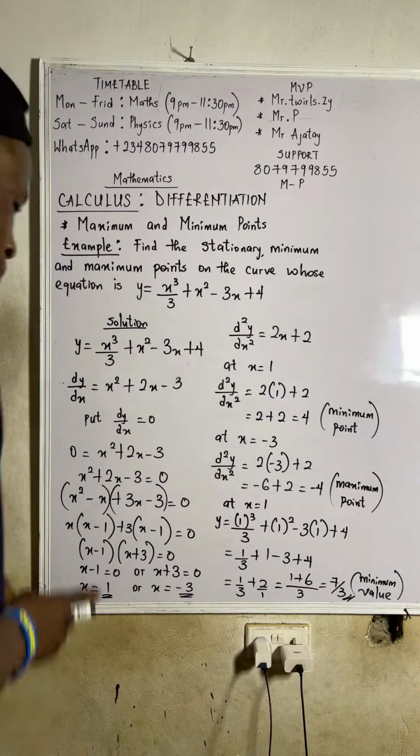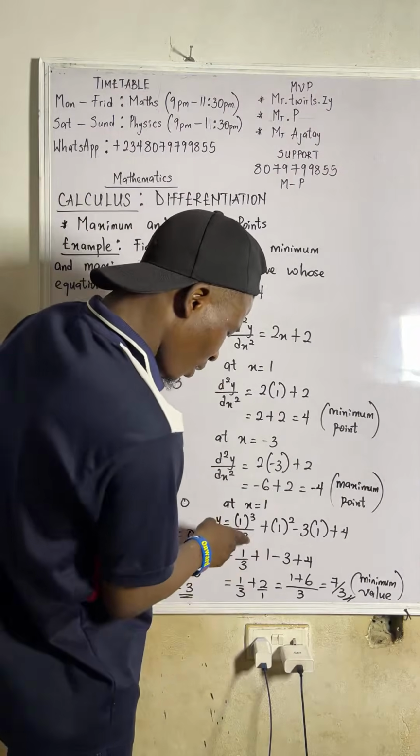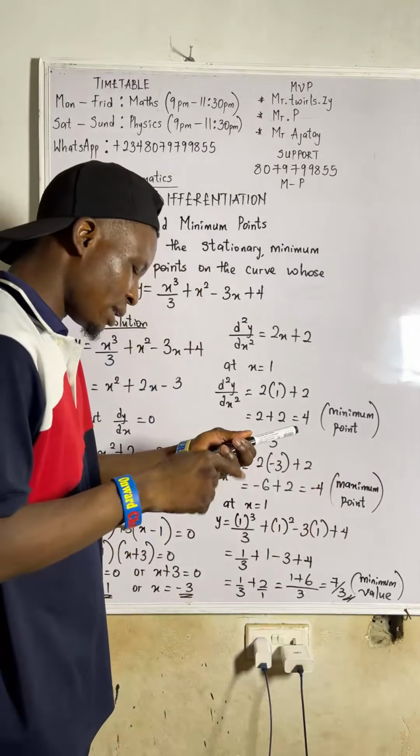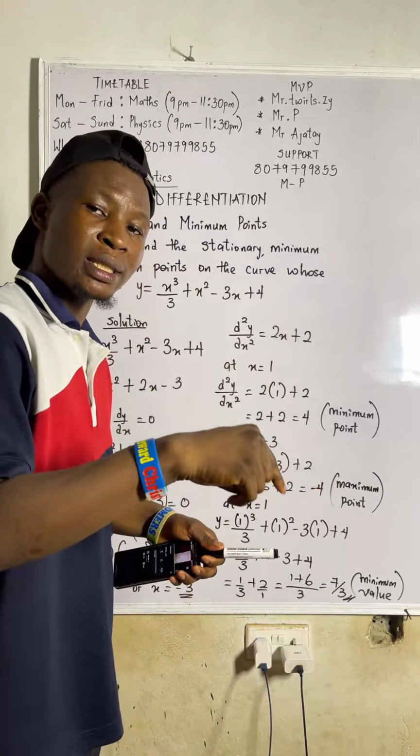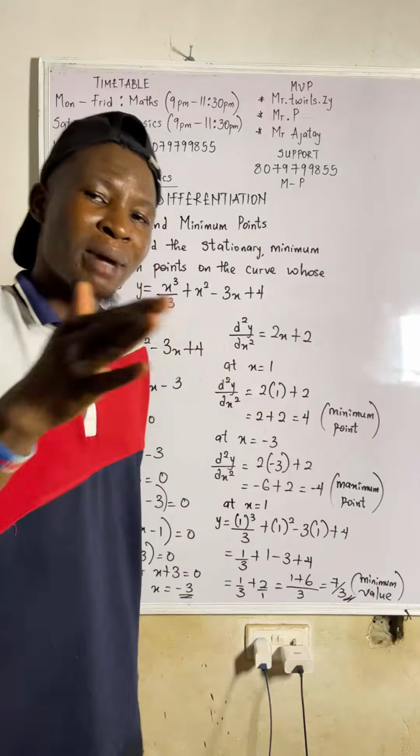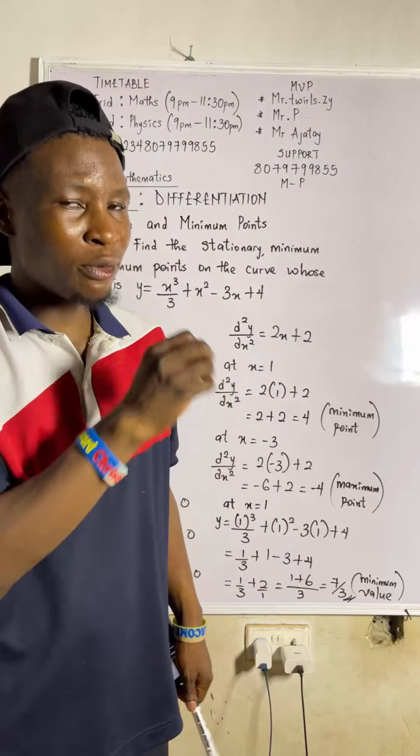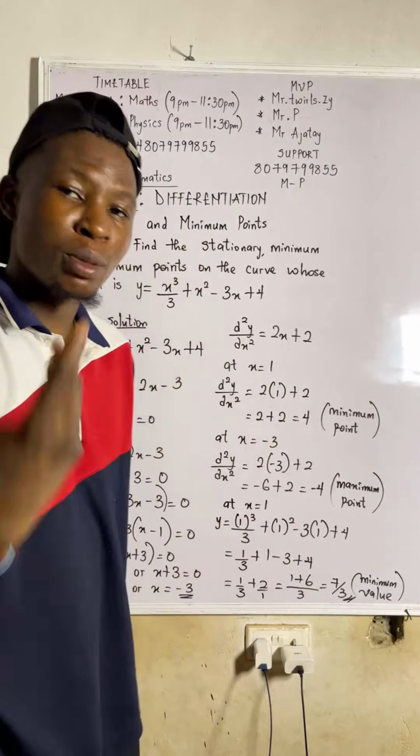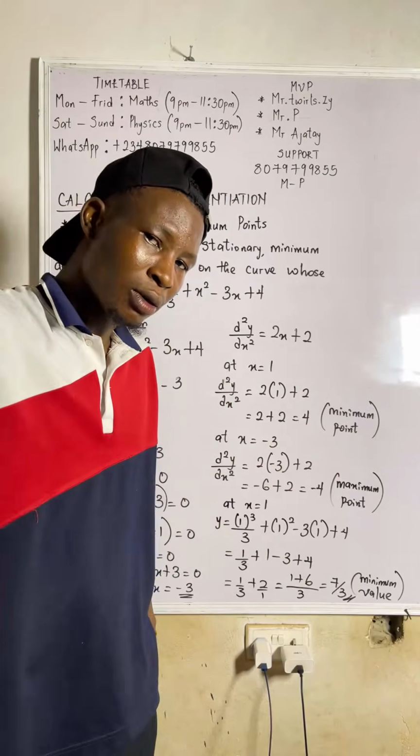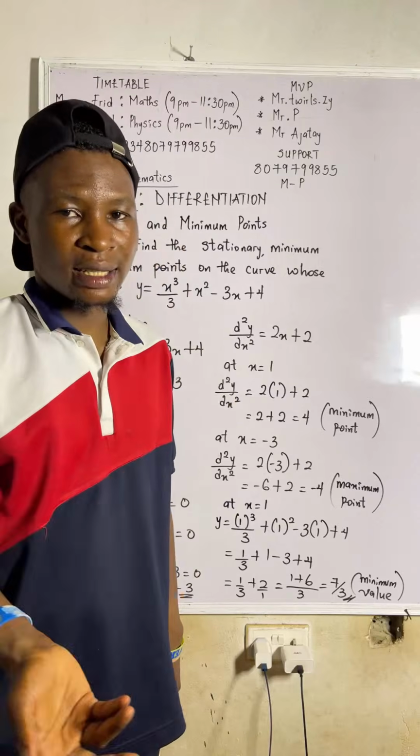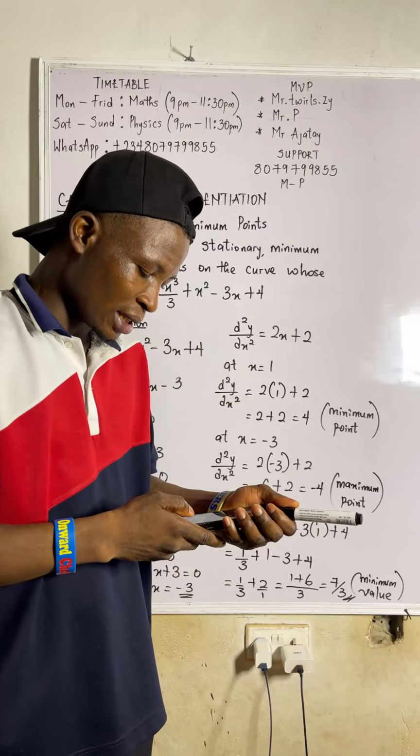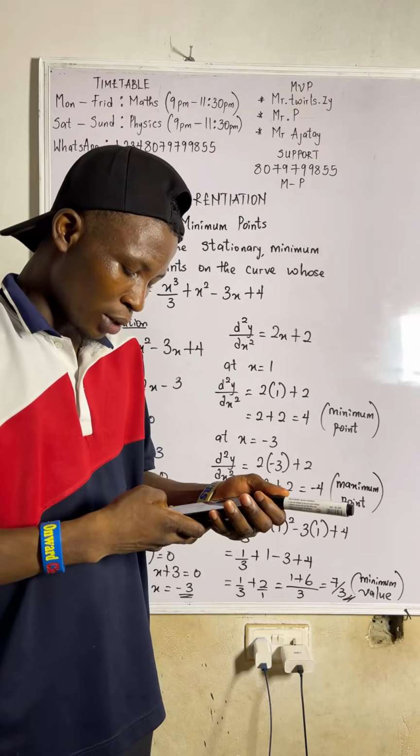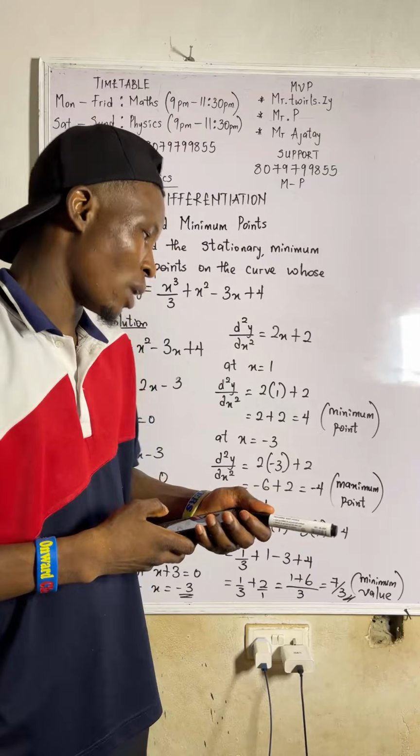Okay, let me come again. There's a difference between maximum and minimum points, and maximum and minimum value. But in the Jambite exam, they will stop here. Either they ask you for maximum and minimum points, that's where they will stop. They can't ask you for value. But I'm just doing it just in case they decide to ask.